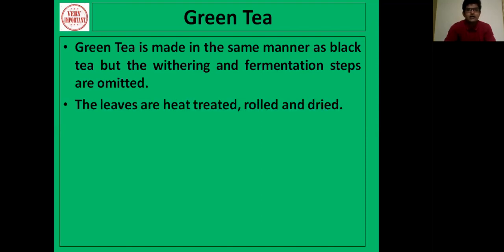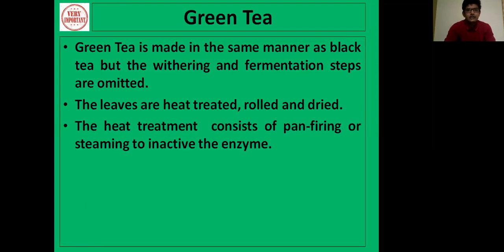The leaves are heat treated and dried. The heat treatment consists of pan firing or steaming to inactivate the enzymes. So basically the enzymes are not activated, the enzymes which are responsible for changing the color from green to copper. Here the enzymes remain in an inactive form, which is why there is no change in color.